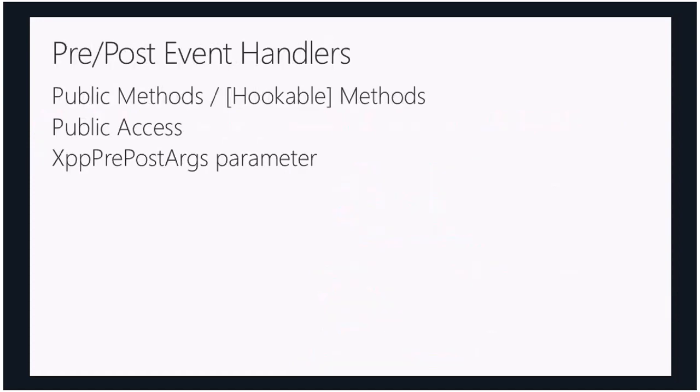As we discussed with forms and tables, you also have the ability to write pre- and post-handler code on any public or hookable method on any X++ code in the system. Hookable is an attribute that can be placed on a non-public method to allow the pre- and post events to be written against it. We have covered this technique in detail. You have the restriction of only external or public access to the objects, and everything must go through the non-type-safe methods of the XPP pre-post args parameter. In general, we believe the chain of command supersedes this technique if you are running on Platform Update 9 or higher.